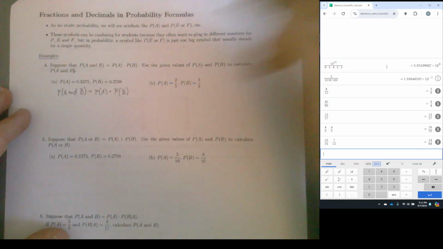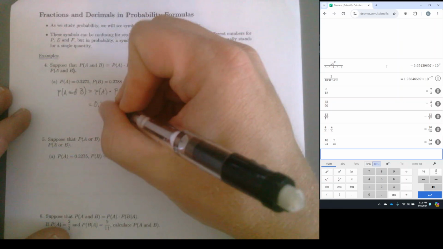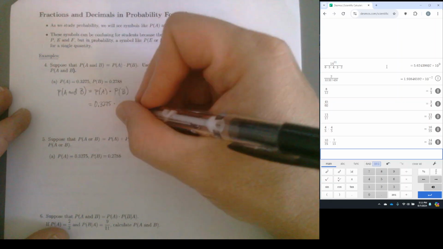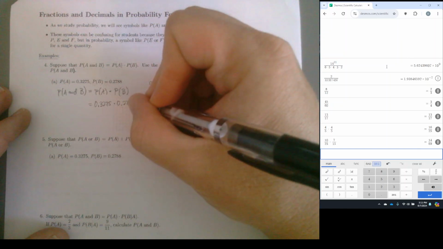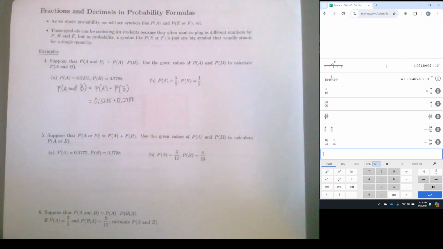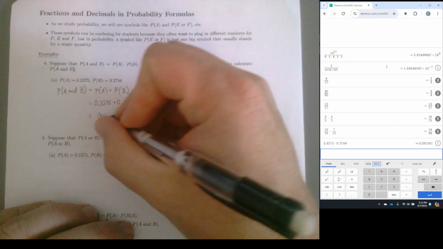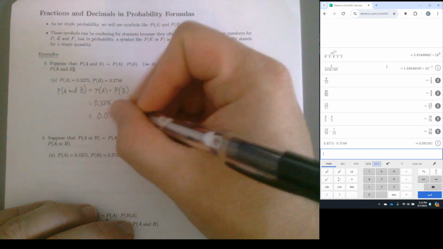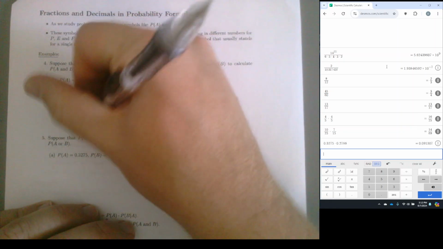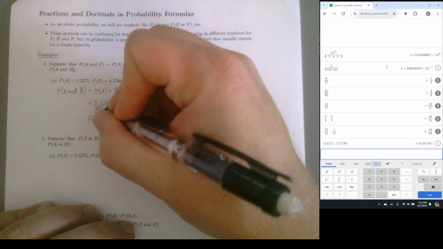We're also told that probability of A is 0.3275 and that probability of B is 0.2788. So all I'm going to end up doing is 0.3275 times 0.2788 in my calculator. And that comes out to 0.0913-ish. Maybe I'll say we rounded, right? So we'll say it's approximately 0.0913.